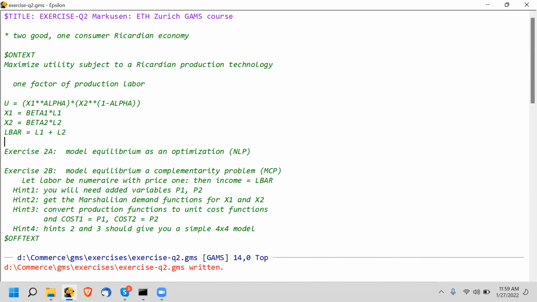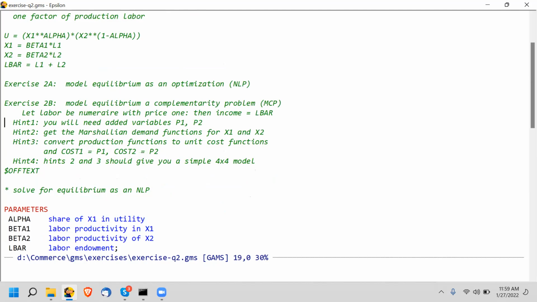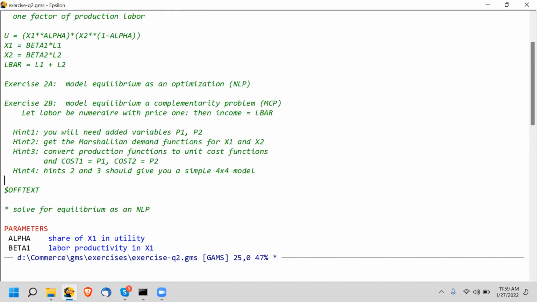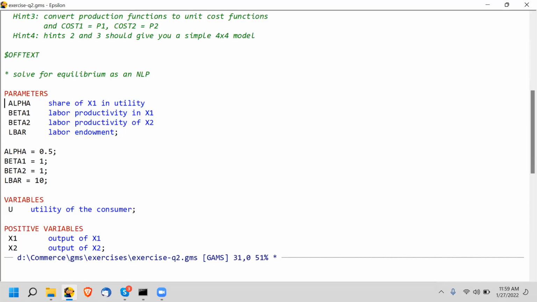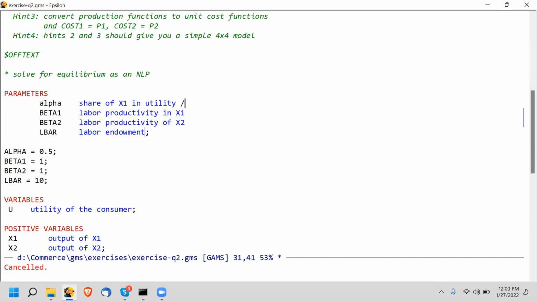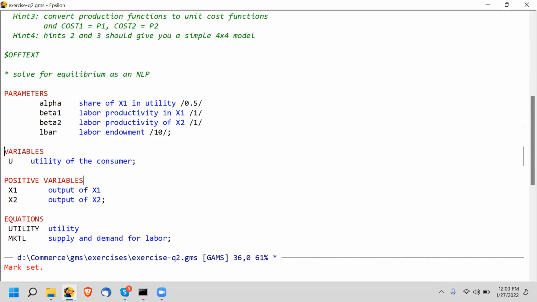Here we go. Exercise 2A: model equilibrium as an optimization problem. Just a real simple utility, one consumer, two goods. I'm going to impose my priors on Jim, which is, when I lowercase that, I like to put the value in this way. If it's just a fixed value, I like to put it in like that. Well, it's good to know you can do it two ways. Yeah, you can always do an assignment, but this way it's less stuff.